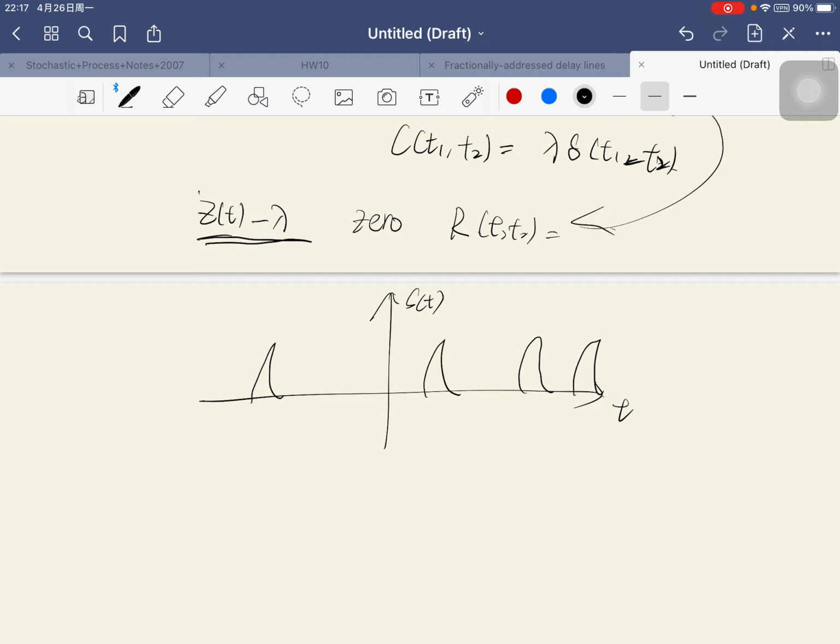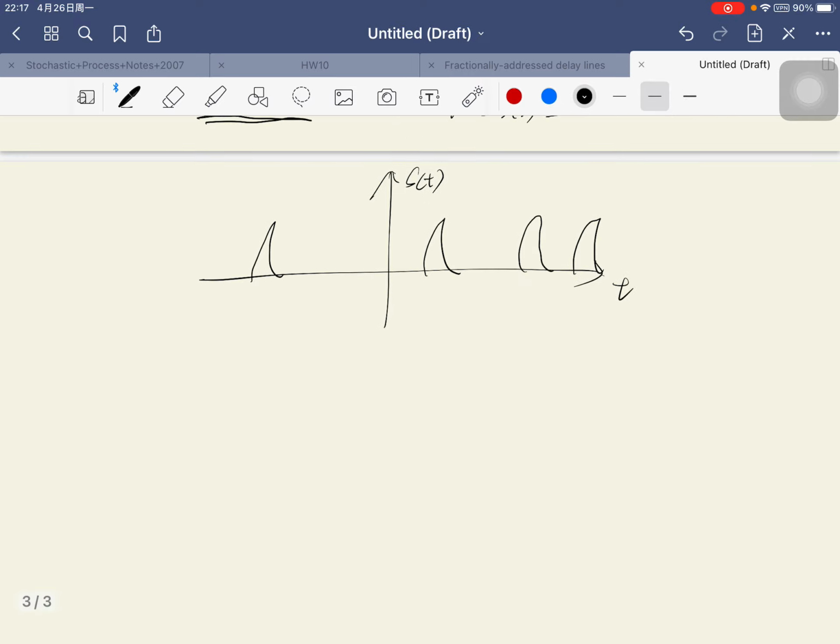And we could also define it as the output of the linear time-invariant system with the impulse response, and the input was the Poisson impulse process. Next, we want to talk about the semi-random telegraph signal.